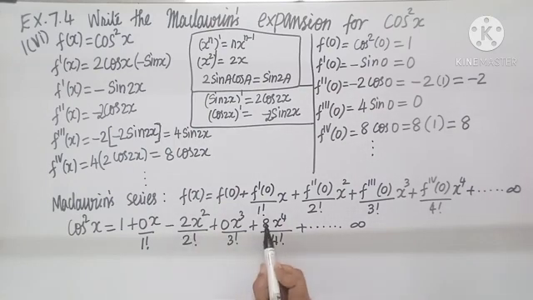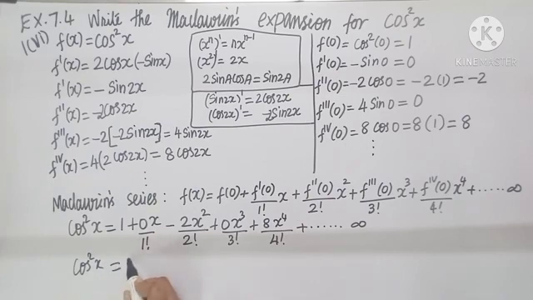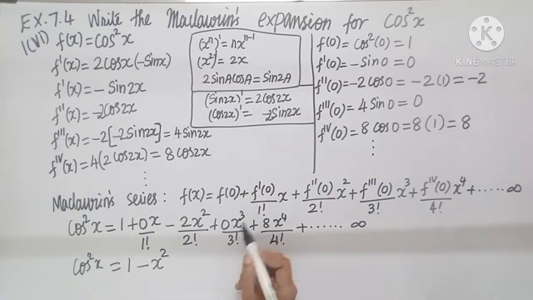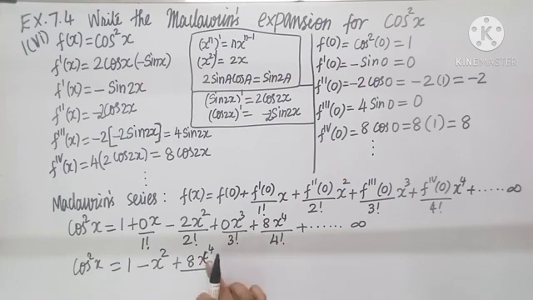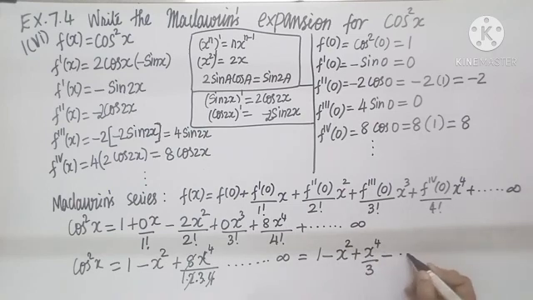Since we have some numbers here, we can expand the factorial and write. So the next step, cos square x equals 1. 2 and 2 cancel, minus x square. 0 into anything is 0. 8 x power 4 by 4 factorial is 1, 2, 3, 4, and so on up to infinity. As I cancel 2 and 4 with 8, my expansion is 1 minus x square plus x power 4 by 3 minus, and so on up to infinity.